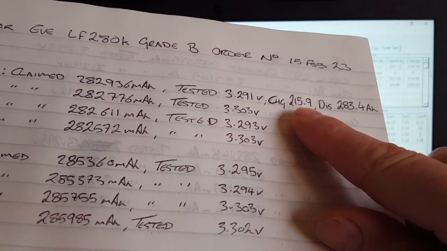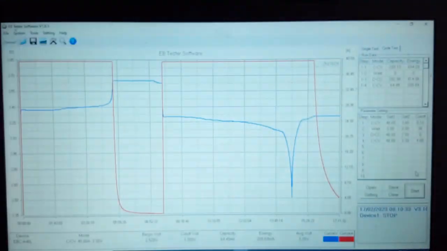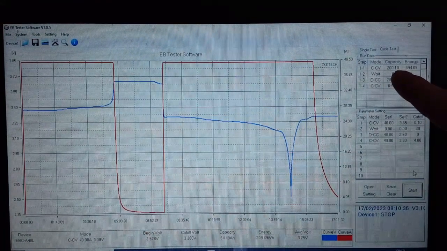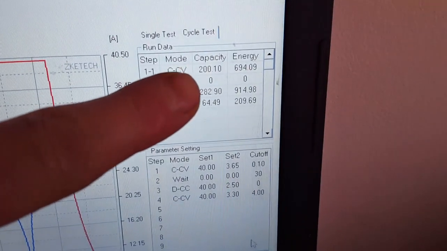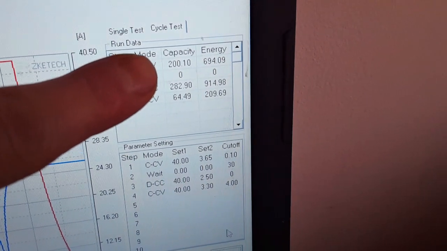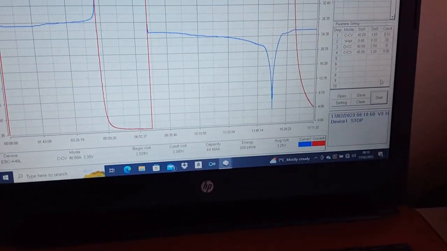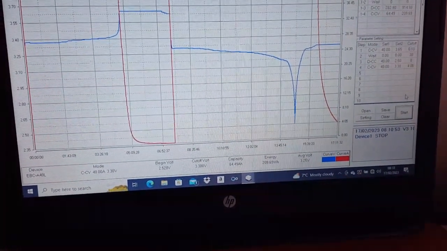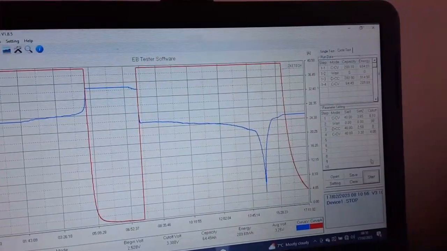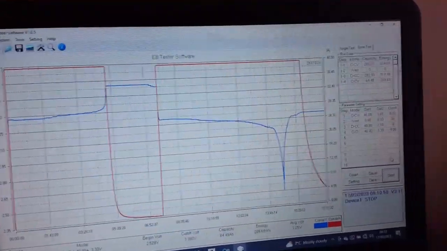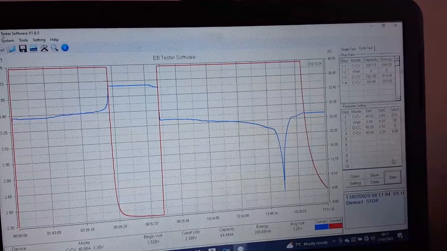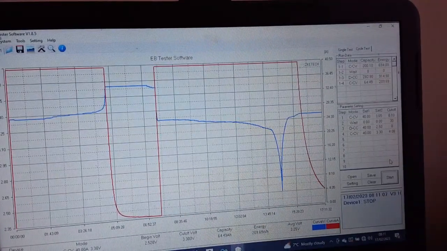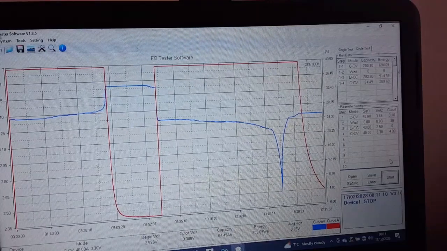The only thing that really to note is yesterday, cell one charged it with 215.9 ampere hours, and this one charged with 200.1 ampere hours. So there's quite a difference in the delivery voltage and the delivery capacity. How that translates into how the cells will perform over their lifetime, I do not know exactly. But I thought that they would be a tad closer than that.